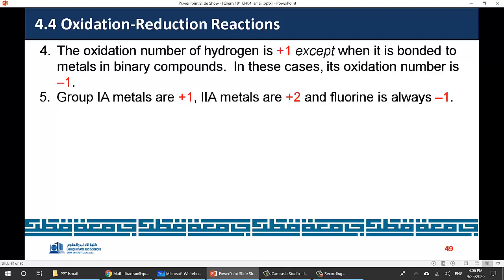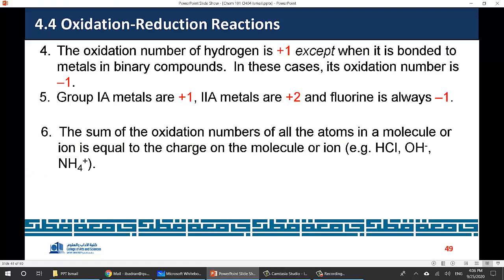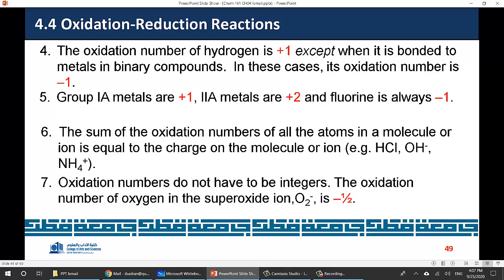I'm going to explain this in a minute. And also the sum of the oxidation numbers of all atoms in a molecule or an ion is equal to the charge of the molecule or ion. So that's important, that the sum of the oxidation numbers in a molecule should equal the total charge. Finally, oxidation numbers do not have to be integers, so they don't have to be whole numbers. They might be fractions, and this is an important rule. For example, the superoxide O2 minus has an oxidation number of -0.5.